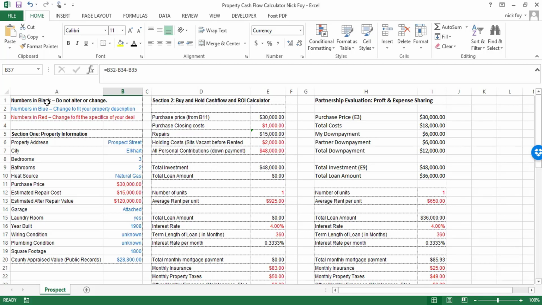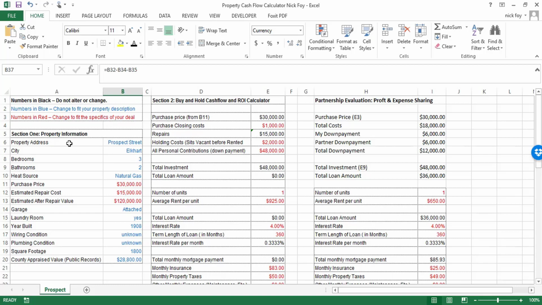So we've got the black numbers. These are your do not alter numbers. We've got blue, which are the ones that you can change for different descriptions about the property. And then you've got your actual numbers that you're trying to analyze. These are going to be your red numbers, and you can change those. So the black is your formulas. Once you plug in the red numbers, it'll spit out calculations.